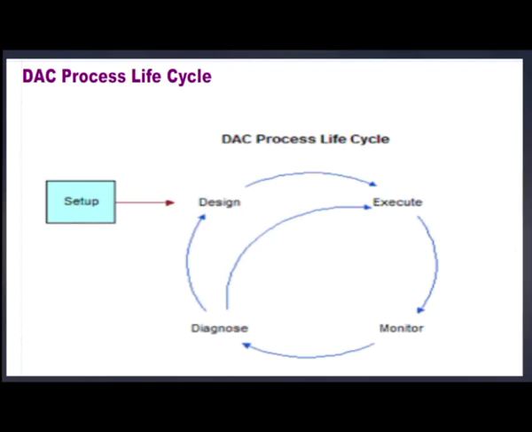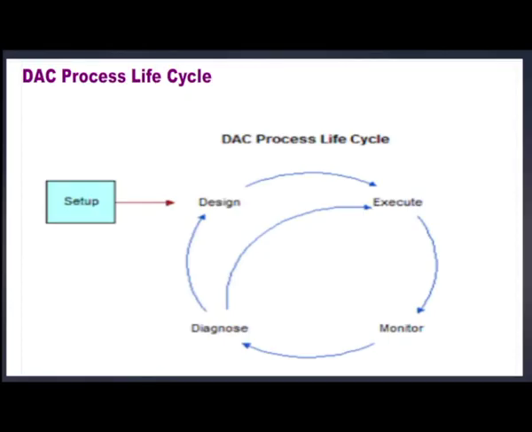Now, in this picture, we can see the DAC process life cycle. It has several phases. The first one is the designing phase. From storage, we move to the designing phase, and then we move to the other phases as depicted in the picture. The DAC is used by the different user groups to design, execute, monitor, and diagnose execution plans. These phases together make up the DAC process life cycle as shown in the picture. These phases of the process and the actions associated with them we will see now.